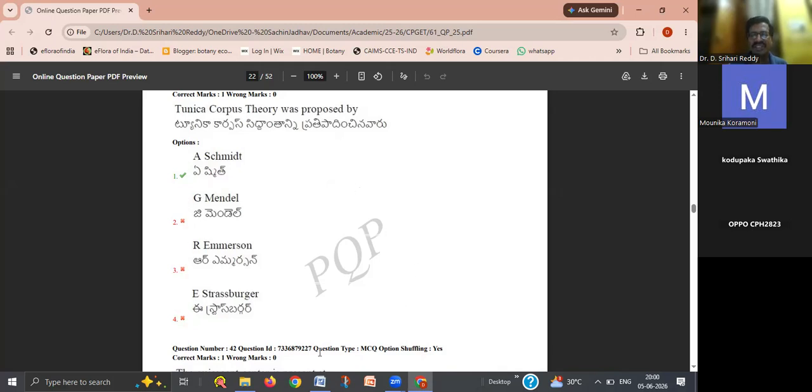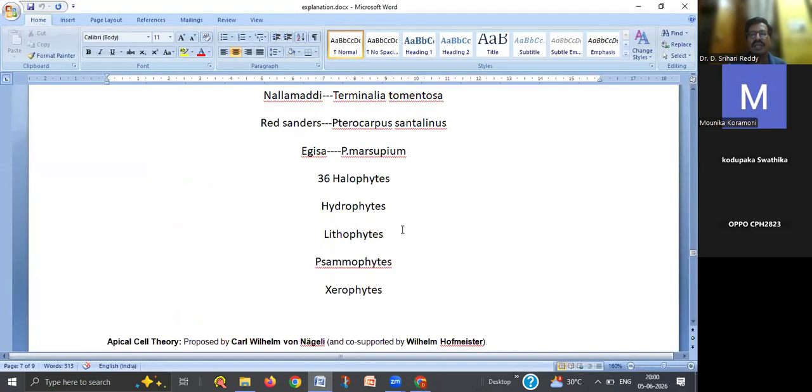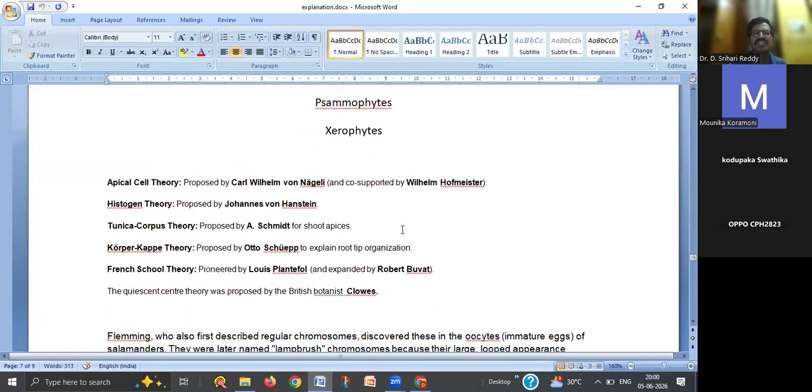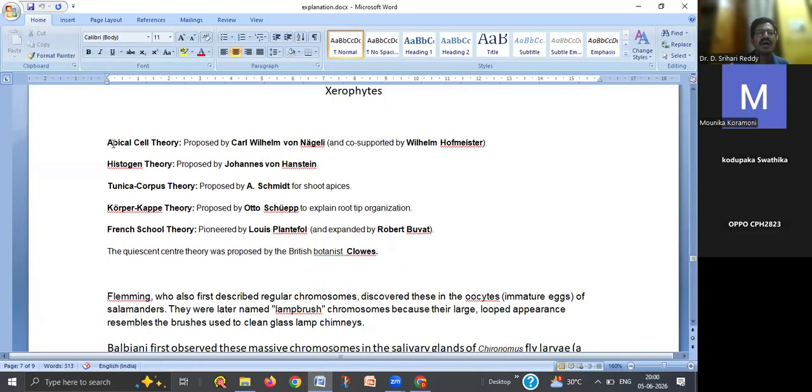Okay, so just once we go through the names here, just for your convenience, I gave the brief. Apical cell theory was proposed by Nageli and supported by Hofmeister. Histogen theory was proposed by Hornstein. Tunica corpus theory was proposed by Schmidt. And Carper Kappe theory was proposed by Schupp. And French school theory was initially pioneered by Louis Plantefol, and it was expanded later by Bouvet.